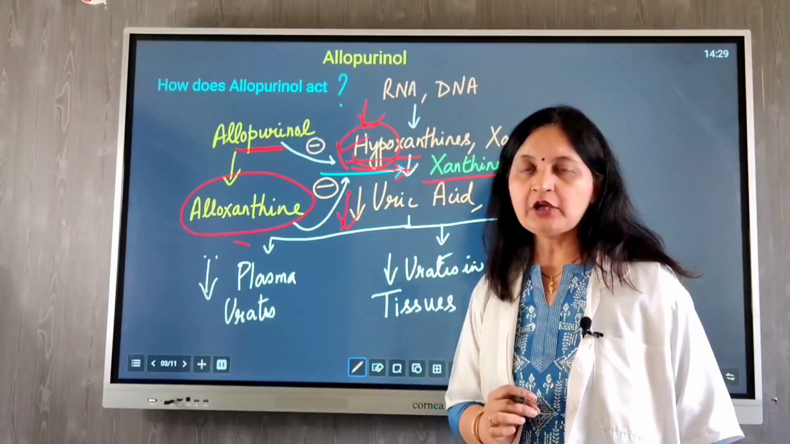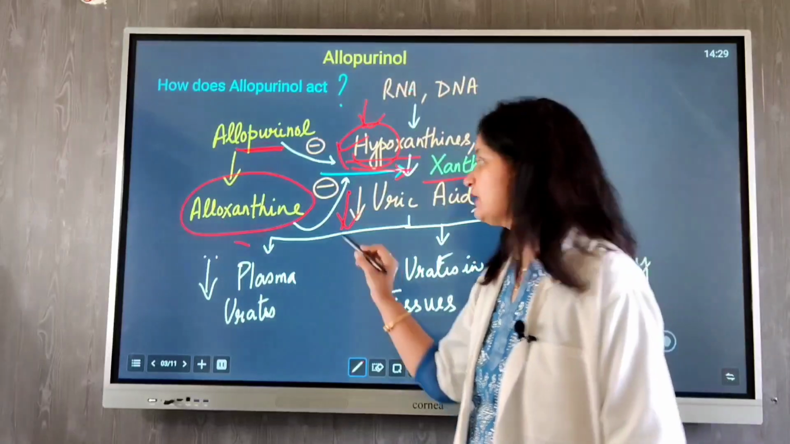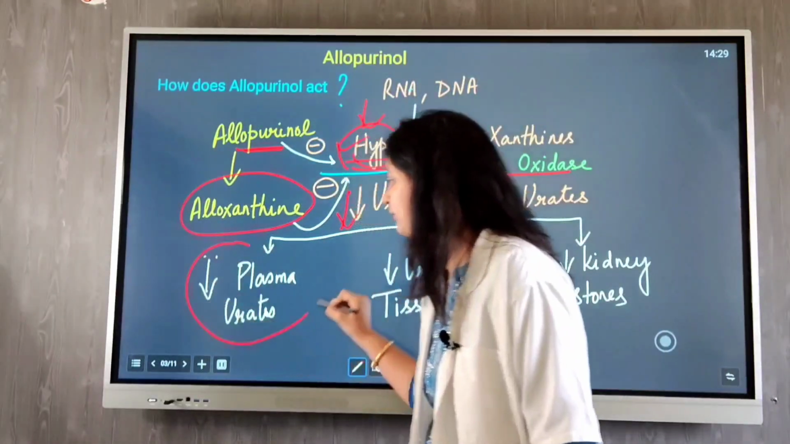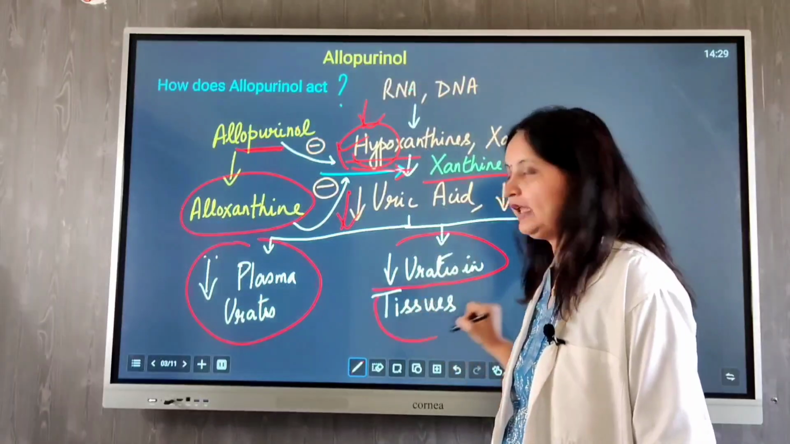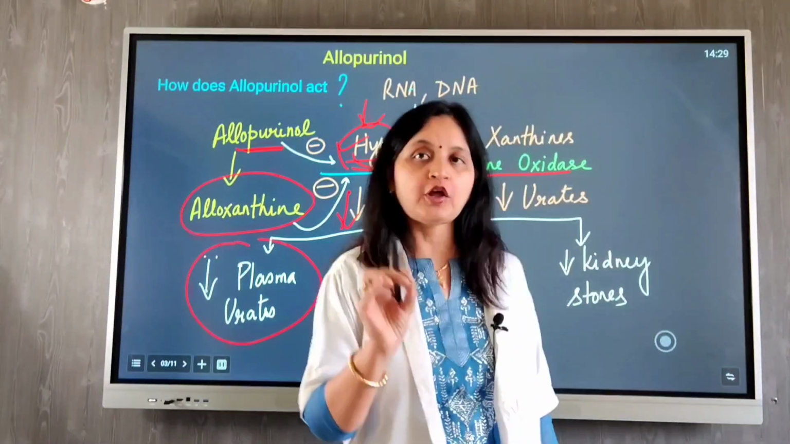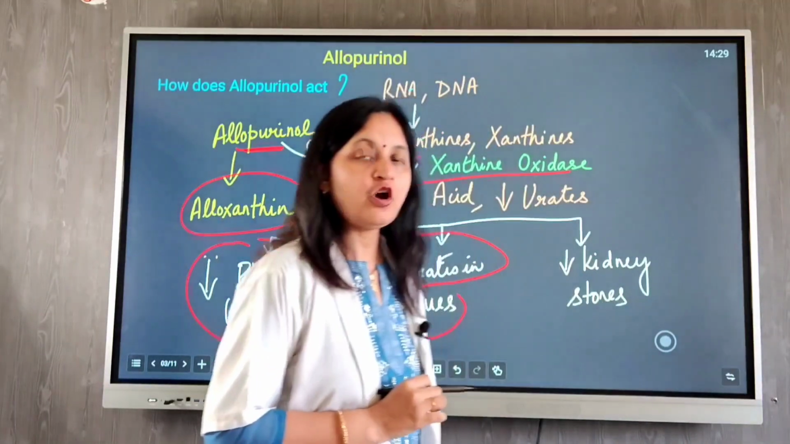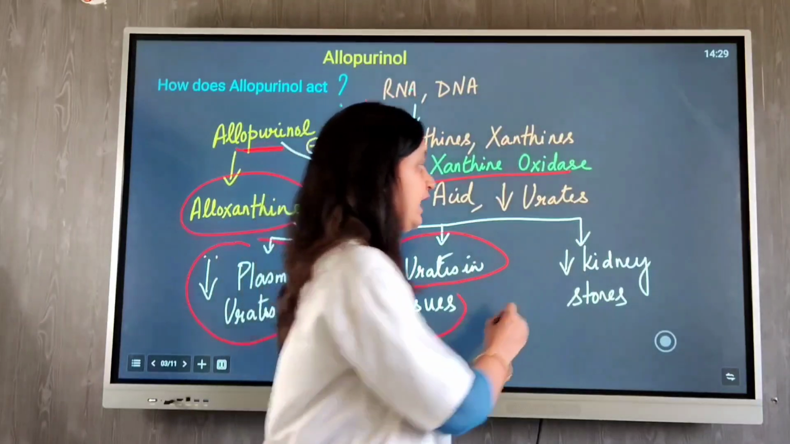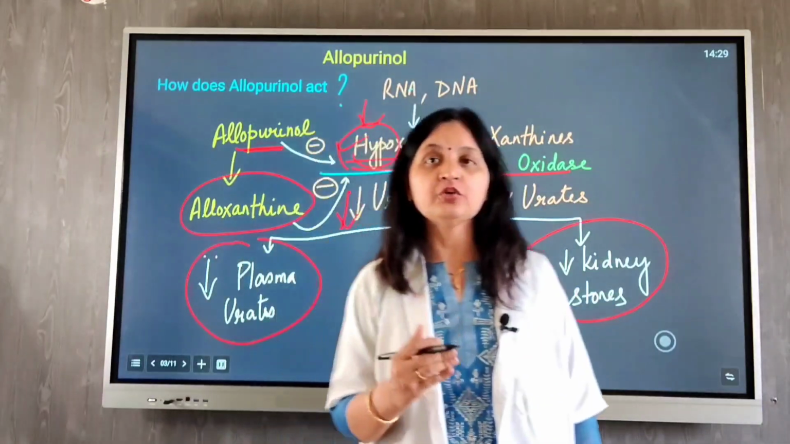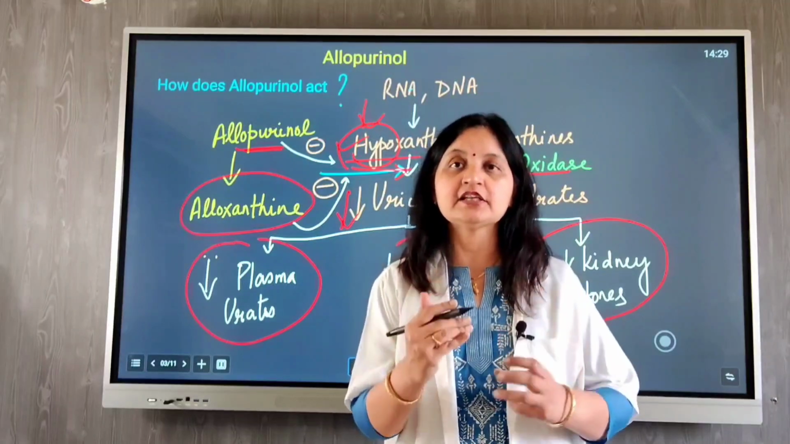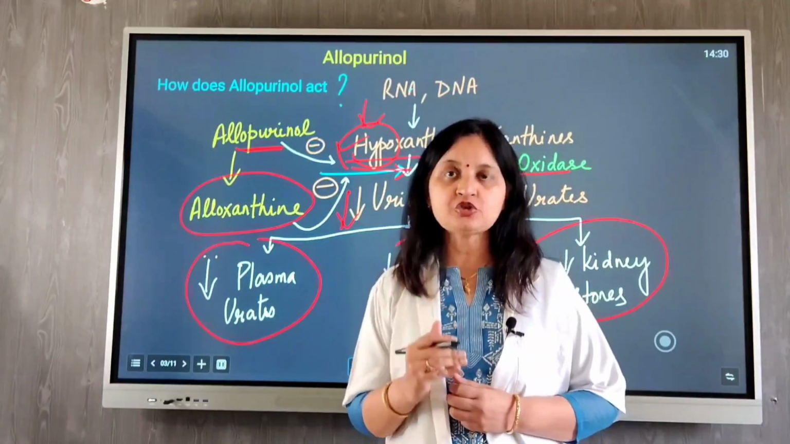The treatment with allopurinol decreases the uric acid levels, thereby decreasing the plasma urate levels, decreasing the urate deposition in the tissues, decreases tophi formation, decreases deposition of urate crystals in the tissues, and crystallization of uric acid in the urinary tract is decreased. There is decreased formation of kidney stones.